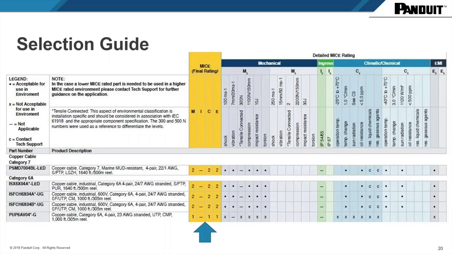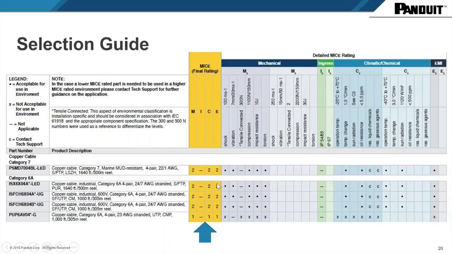In this MICE guide, you could basically select any one of the components that we have in our industrial offering and determine very quickly, by looking at this shorthand, if that device, that copper cable for instance, can withstand a mechanical 2. It does not, we don't care about ingress, that's not an effect in this area, so it's not signaled. And it can withstand a chemical environment at a level 2 and an electromagnetic at a level 2. That is a quick way to determine Panduit components and the environment that they will survive in.